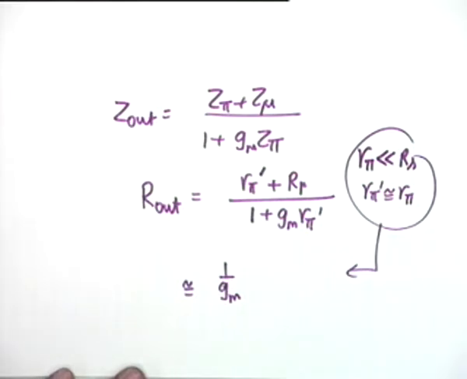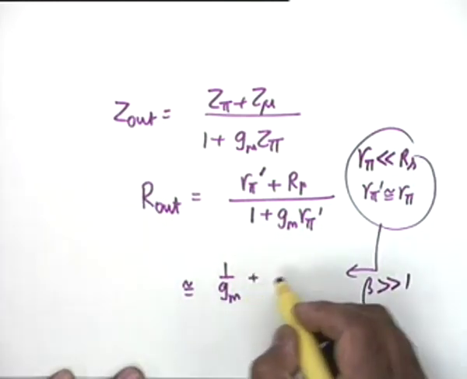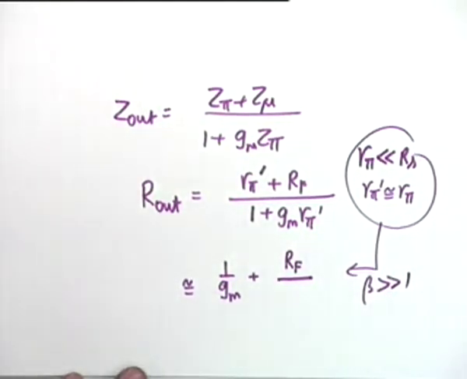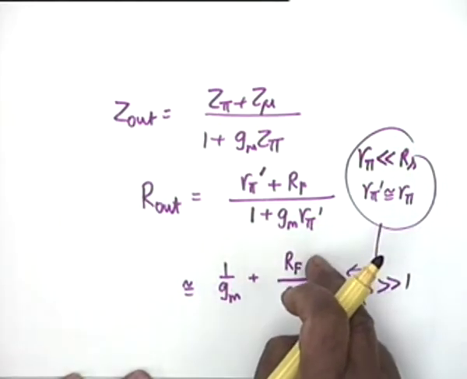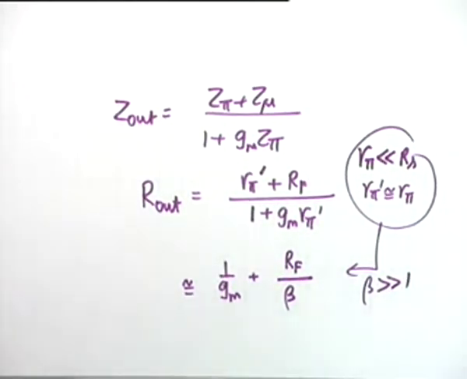plus, for large beta, beta much greater than 1, RF divided by 1 plus beta or beta. So, even though RF is a large quantity, it is divided by beta. Now, what did you expect of R out? Would it be low or high? It is a shunt. What is the characteristic? Both input and output impedance would be decreased.